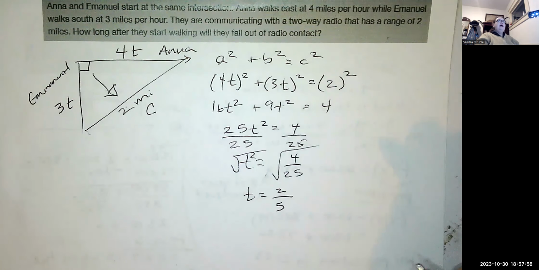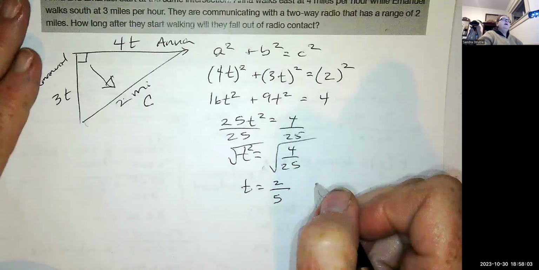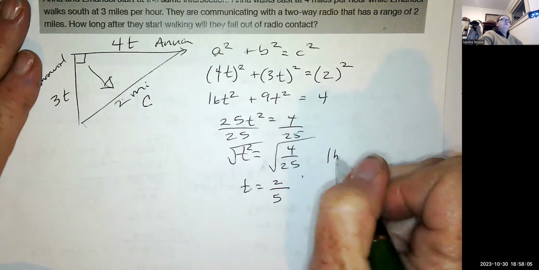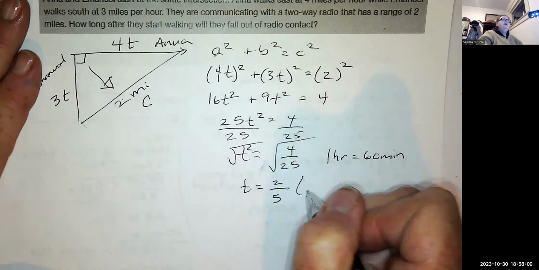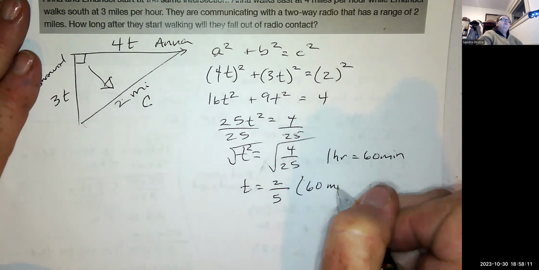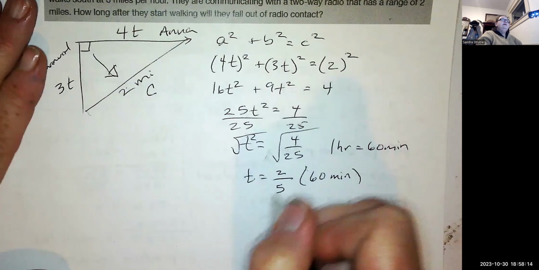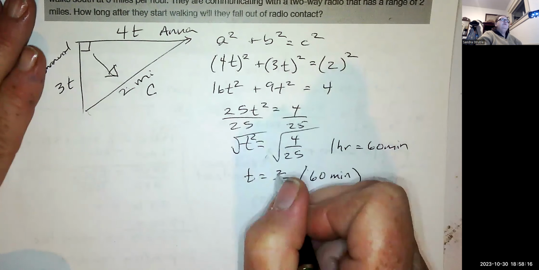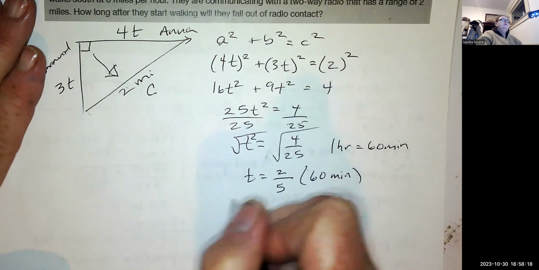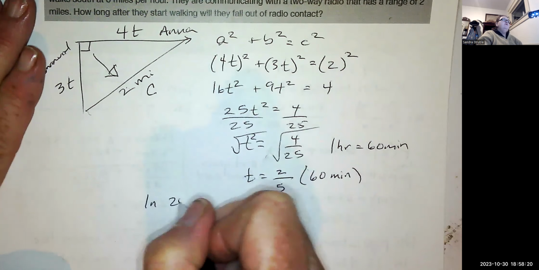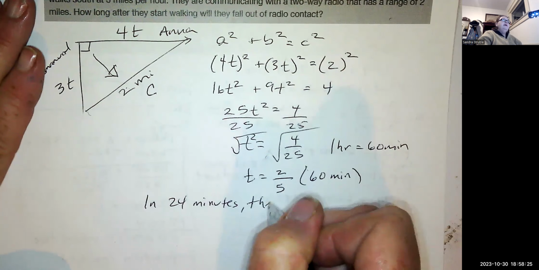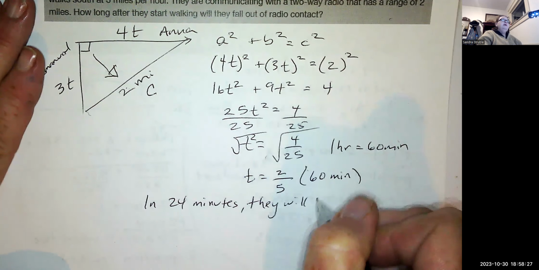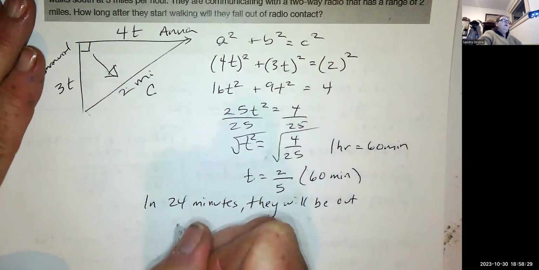Now, we don't say, hey, it's going to take me 2/5 to be there. It's actually 2/5 of an hour, and 1 hour has 60 minutes. So just multiply 2/5 times 60 minutes, and we get that it is, well, that's going to be 12 times 2, so that's 24. So in 24 minutes, they will be out of radio contact.